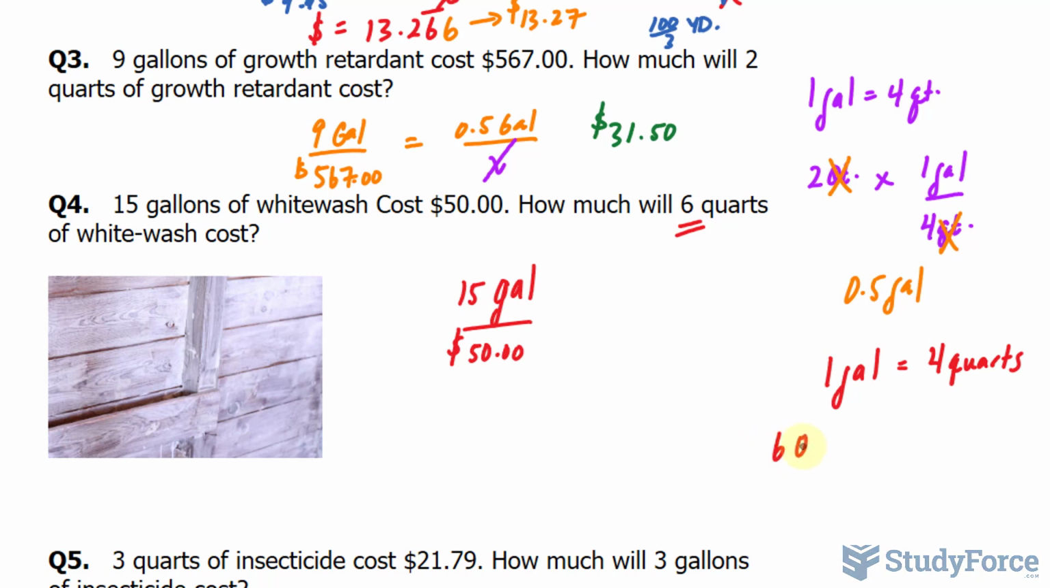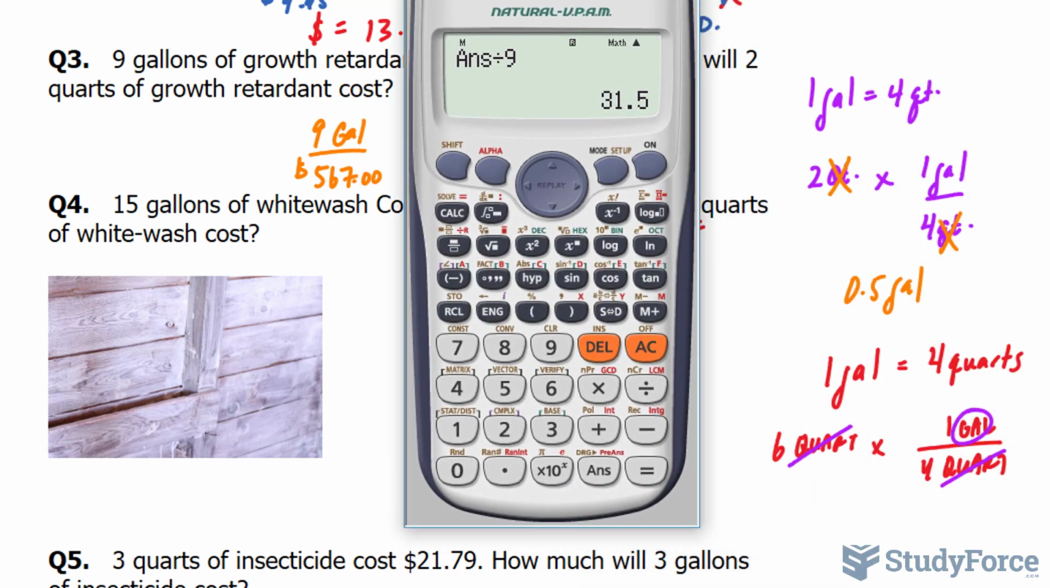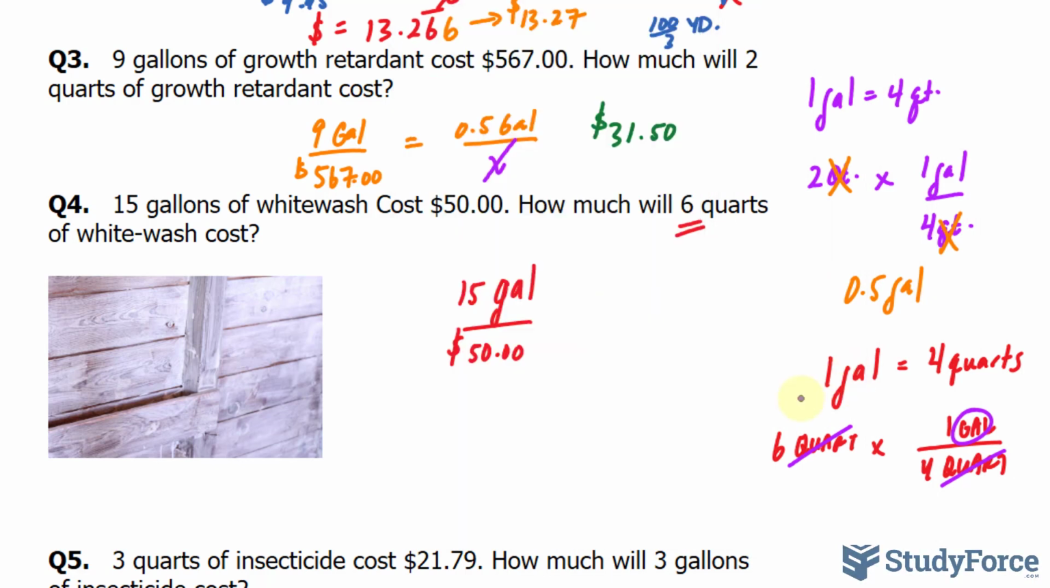So 6 quarts, and I'll multiply this by this conversion ratio where I'll put 4 quarts at the bottom and at the top 1 gallon. Because by orienting it like this, unit and this unit will cancel out, leaving us with gallons. This is called dimensional analysis. Of course, you can convert it any way you like. 6 times 1 divided by 4 gives us 1.5 gallons. I'll write down 1.5 gallons here.